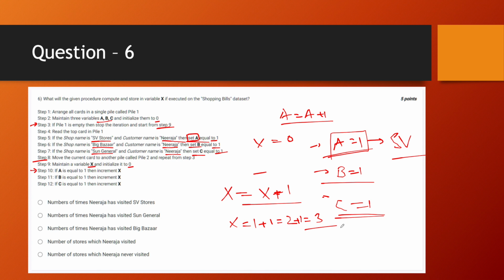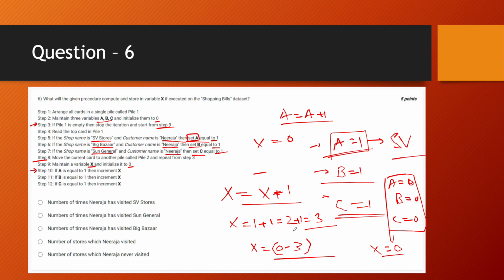But there could also be a case where Nirja had not visited any of these stores, which means that a could be equal to 0, b could be equal to 0 and c could also be equal to 0, which means in this scenario x would never be incremented and the final value would be 0. So the range of x in this case would be between 0 and 3.